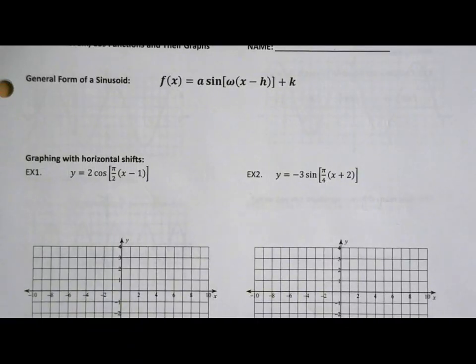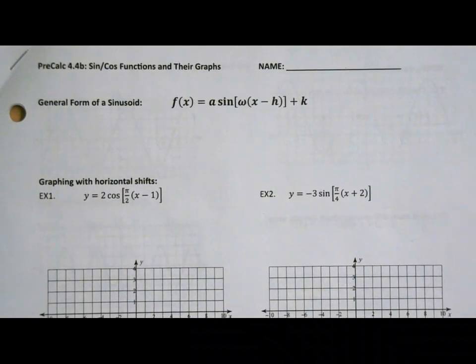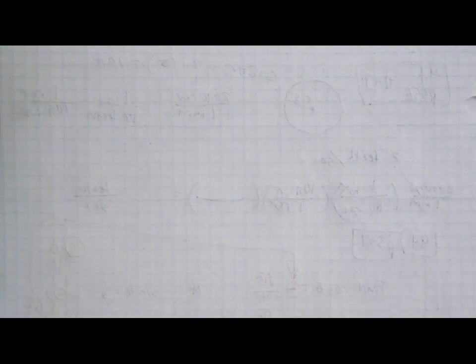Okay. Hey, before we get into our new stuff for today, I want to talk about something really quickly. This is going to be important. We'll talk about it more later, but I want to try and make a connection between something that we did last class and something that we've been doing all year, because this is pretty key.